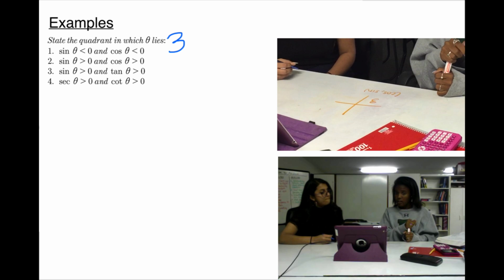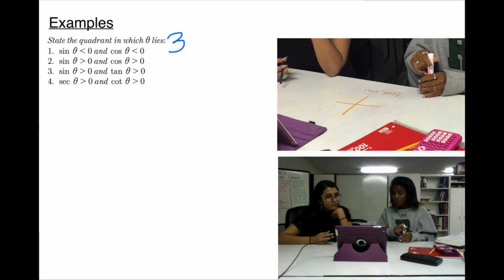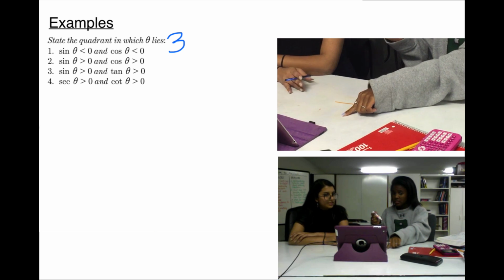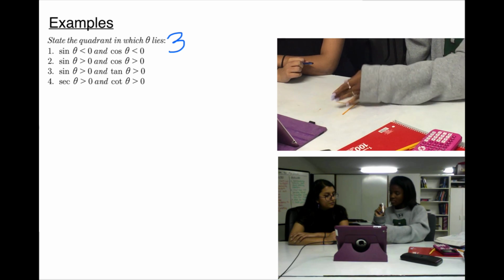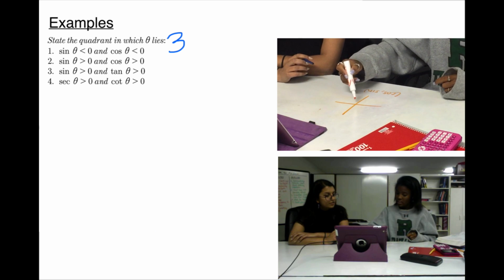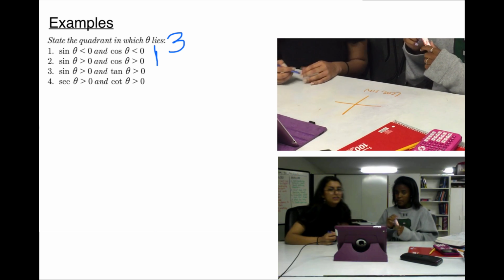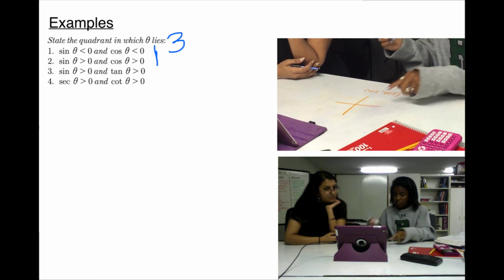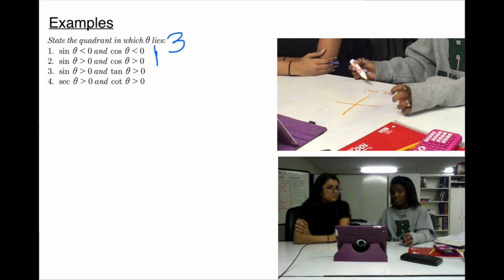Next one. Sine is greater than 0, so it's above this. And cosine is also greater than 0, so that means it has to be on this side. So then it would be right here in quadrant 1. 1 is the answer. And next one. Sine is greater than 0, so it's up here. And tangent is greater than 0.